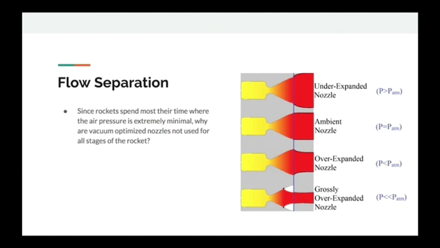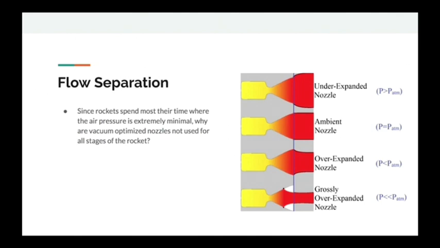Flow separation is when the exhaust gases of the rocket are at too low of a pressure from the large nozzle. And so this causes the air pressure around the exhaust gases to cause shock waves in the exhaust gases that travel back up into the rocket motor, which can be catastrophic, leading to an explosion.